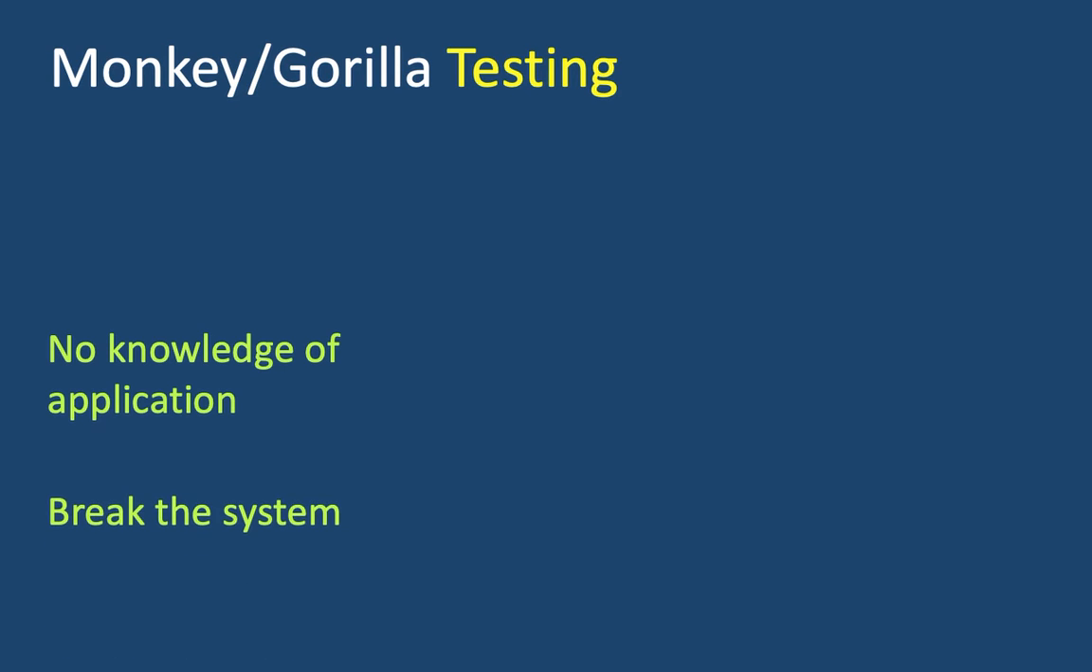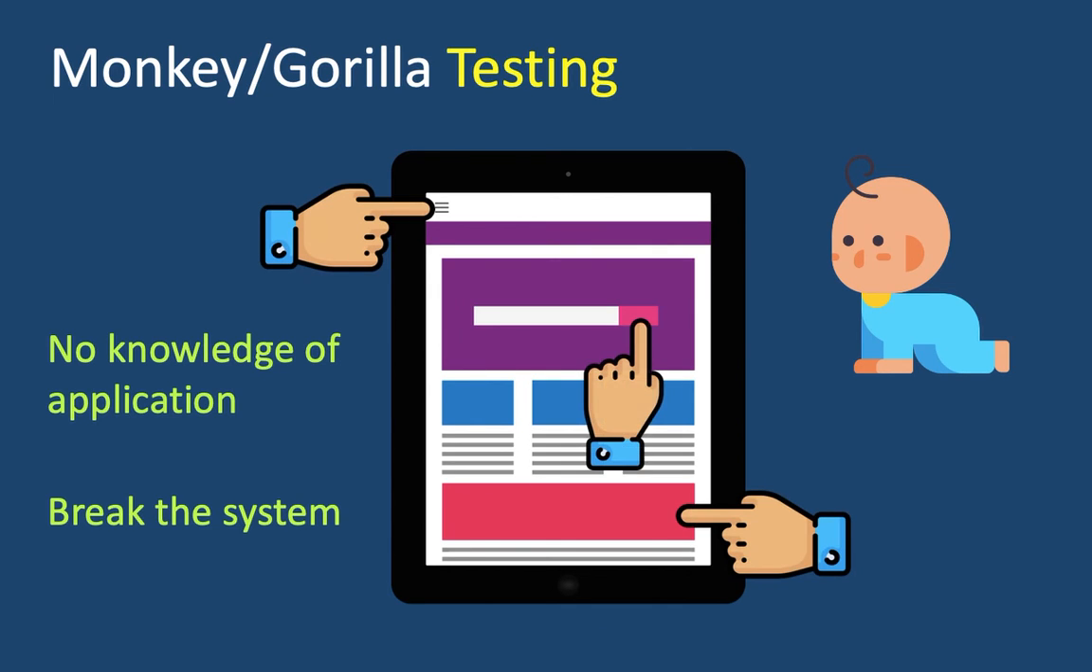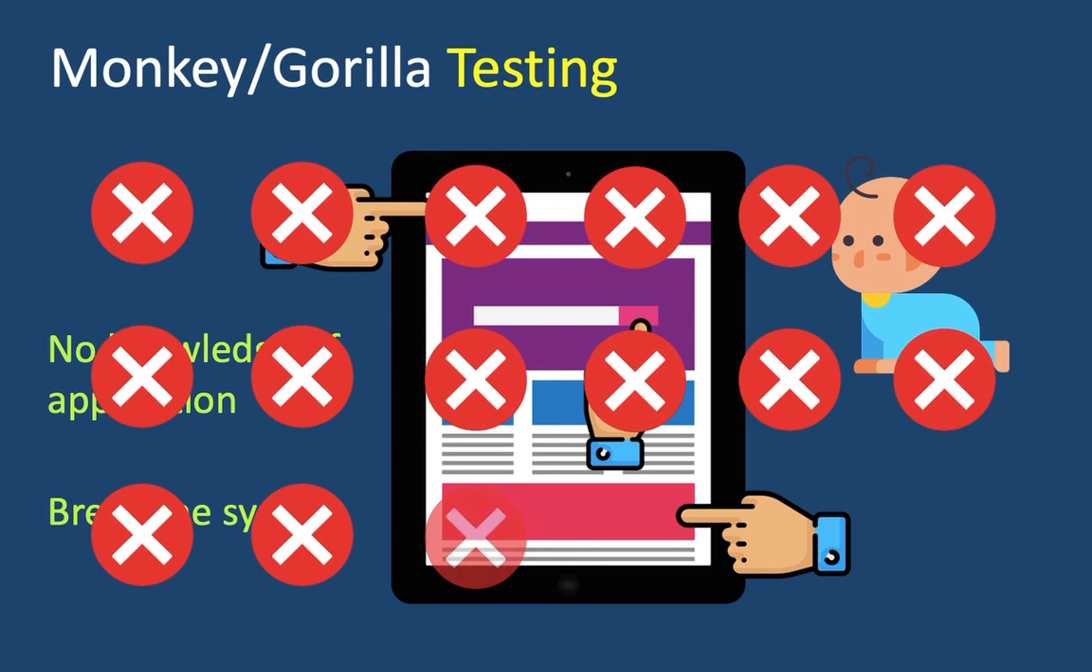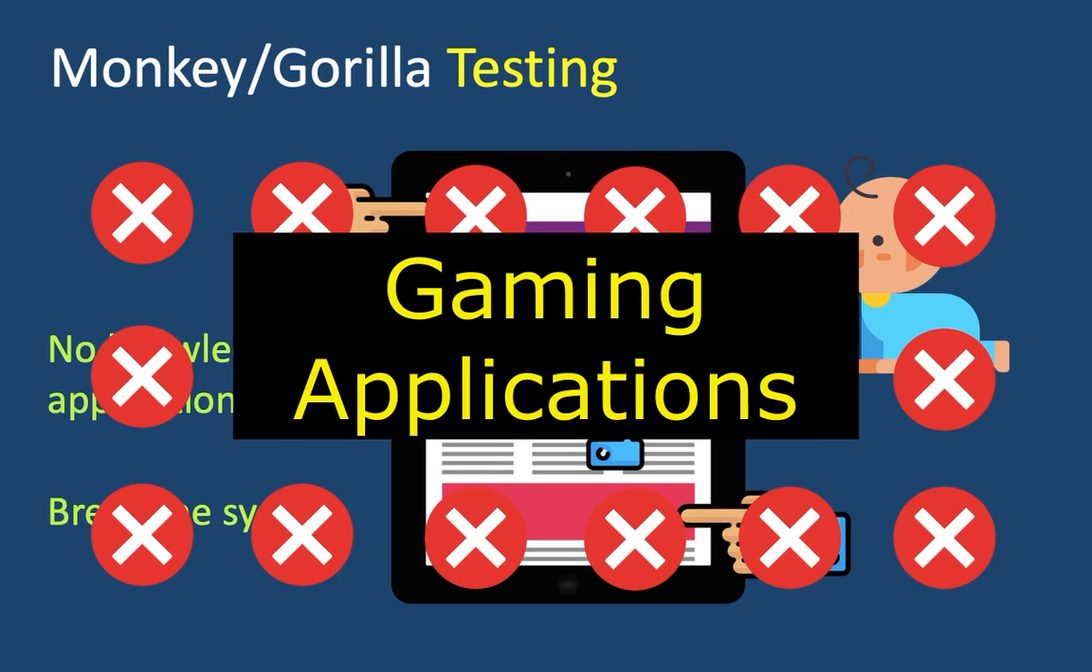Let me give you a simple example to understand it better. Imagine that you open some mobile application on your mobile phone and give it to a kid. He doesn't know anything about the application. What do you think is the first thing that he will do? Most probably, he will randomly click each button in the application. Thus, it can result in crashing the software. That is what we want to do in monkey testing, crashing the software. This testing is most suitable for gaming applications.